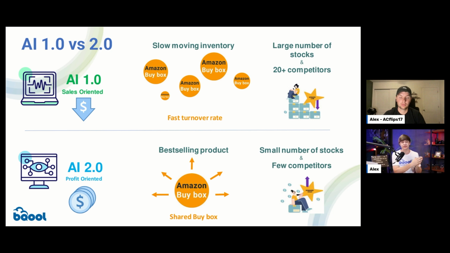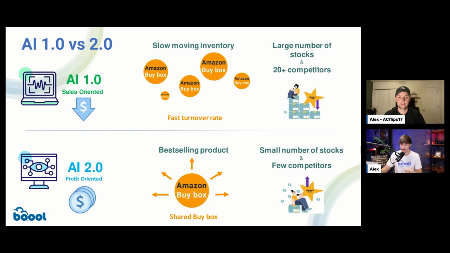And for our AI 1.0 and 2.0, the main difference is that the old rules are more sales oriented, and the new rules are profit oriented. And it's still good to use both of the rules, because sometimes you just have different types of listings. Some listings you want to have fast turnover, but for some listings you want to have higher profits. So you just need to decide, do you want to sell this product faster, or do you want to sell this product with higher profits? And then you choose what kind of rules you want to use. So now we have 5 sales oriented rules and 3 profit oriented rules.